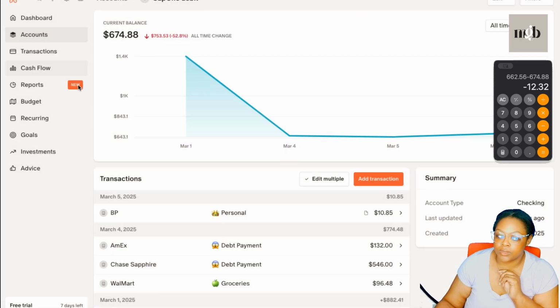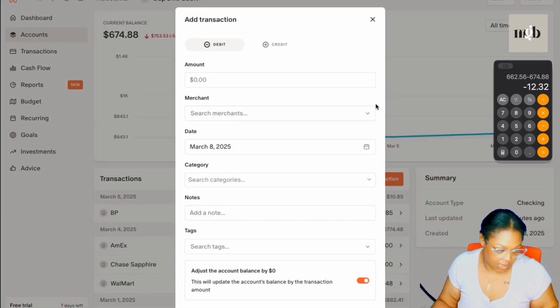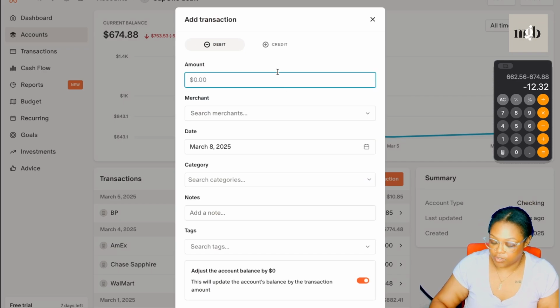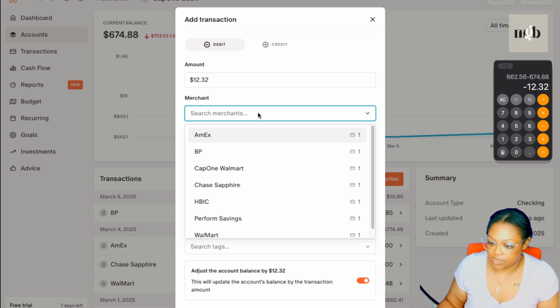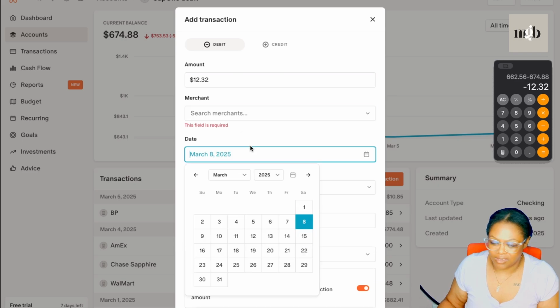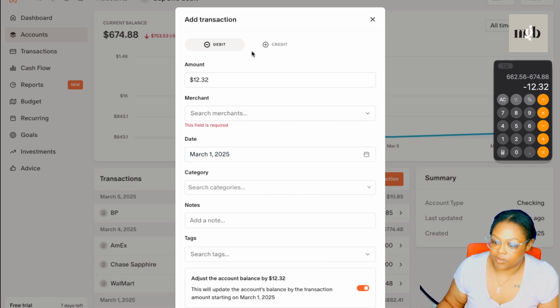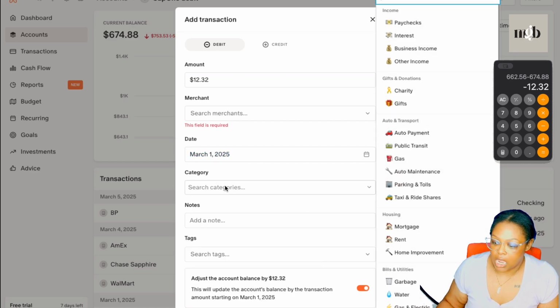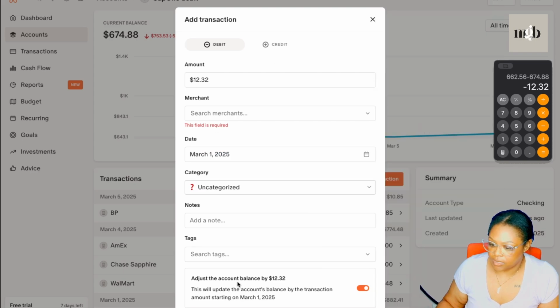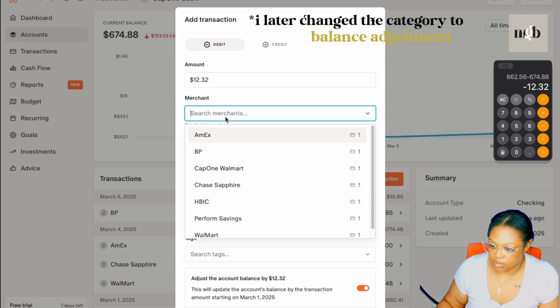Only thing I'm gonna do is I'm gonna add a transaction, and for $12.32, this is a debit. I hope I don't have to do it. Damn. The field is required for merchants. I'm going to call this uncategorized. I need to adjust the balance.